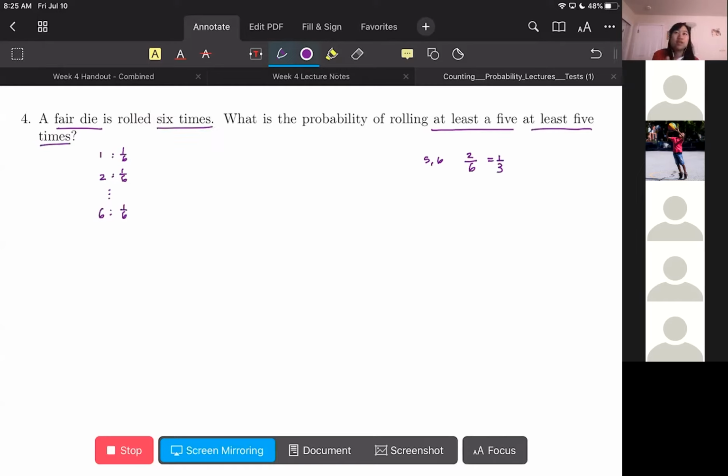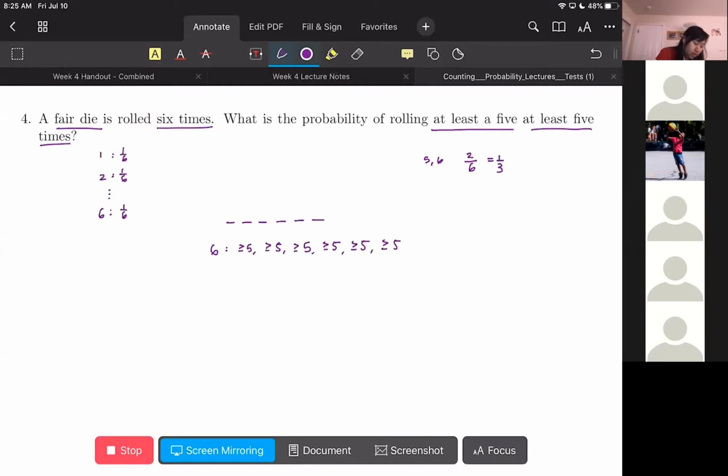So what are the different ways that we could roll? Like say we have a sequence of rolls that we write down. How many different ways can we roll at least a 5 at least 5 times? So one way is say we roll at least a 5 all 6 times. So the first roll would be greater than or equal to 5. The second roll would be greater than or equal to 5. Third roll would be greater than or equal to 5, and so on. So all of them are greater than or equal to 5.